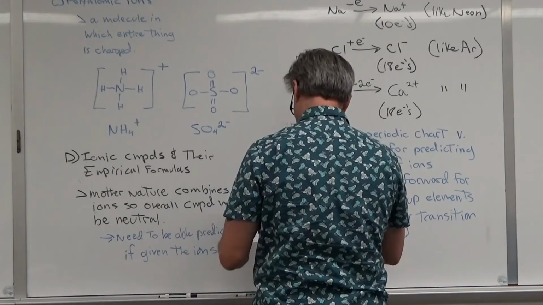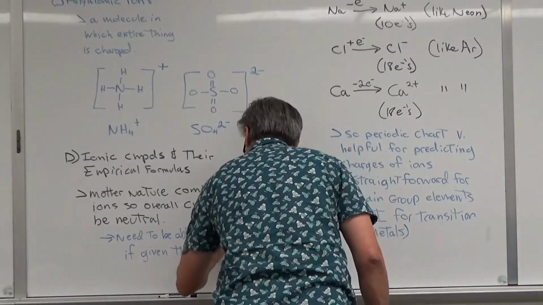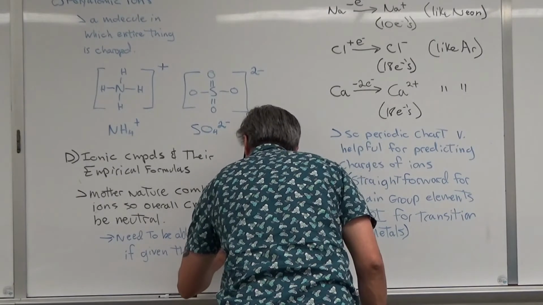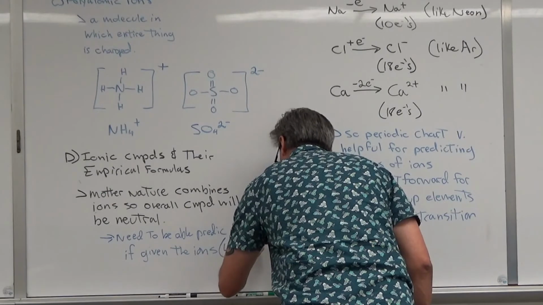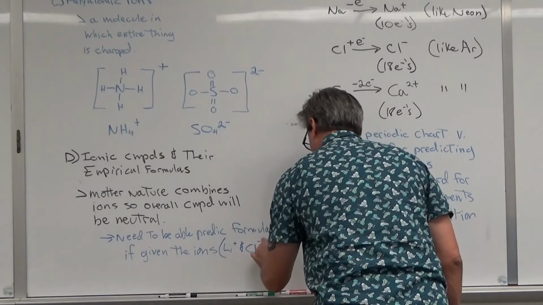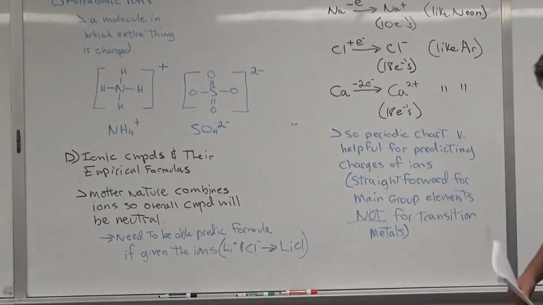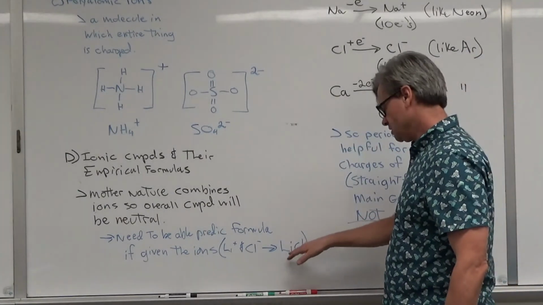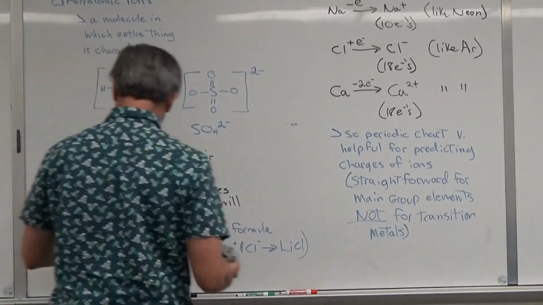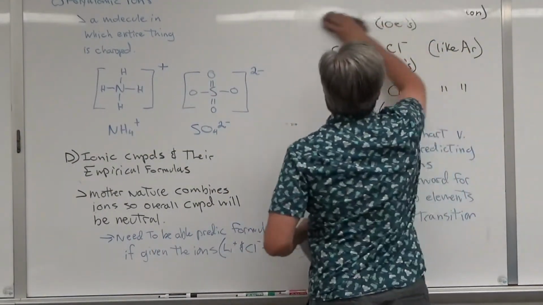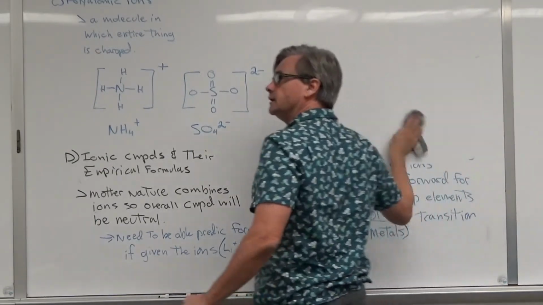And it's not terribly hard. So you have lithium plus and chloride minus. The ionic compound lithium chloride must be one of each, and that's it. But, not surprisingly, they get a little bit more complicated.